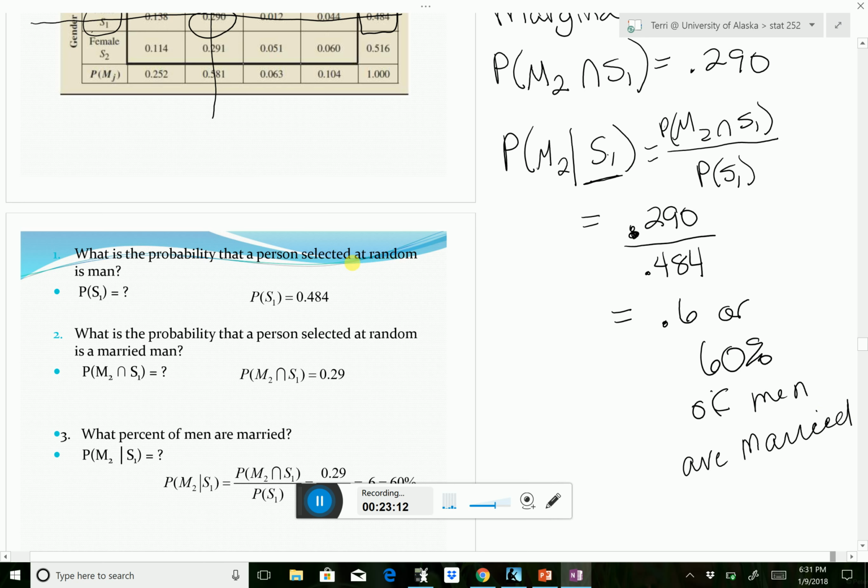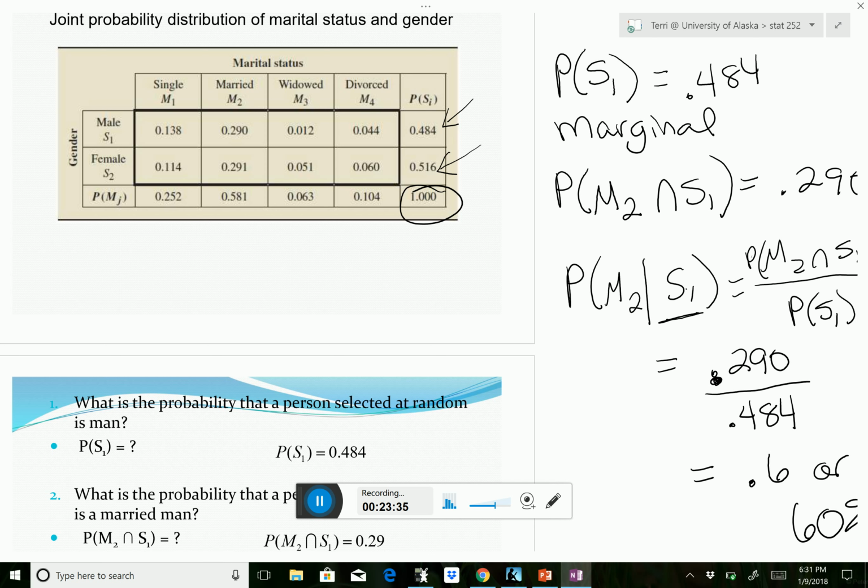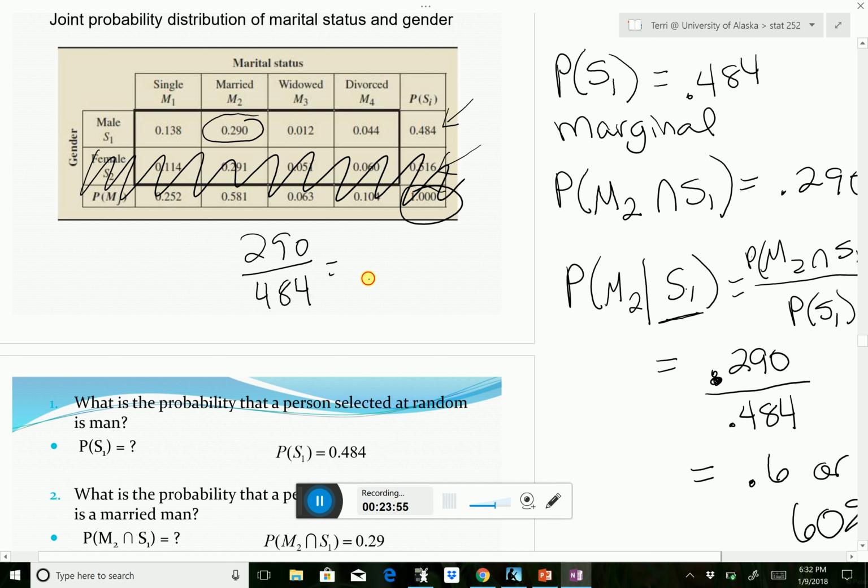A lot of times I explain this to folks like this, taking all this off of here. Let's pretend that you had 1,000 people at a party. 448 of them are men. 516 of them are women. And the question is, how many are married men? 290, right? So if I'm only looking at the men, I'm going to cross this off. What percentage of the 484 men are married? Well, 290 of them. So 290 over 484, which is 0.6. So this is also a good way to look at it.